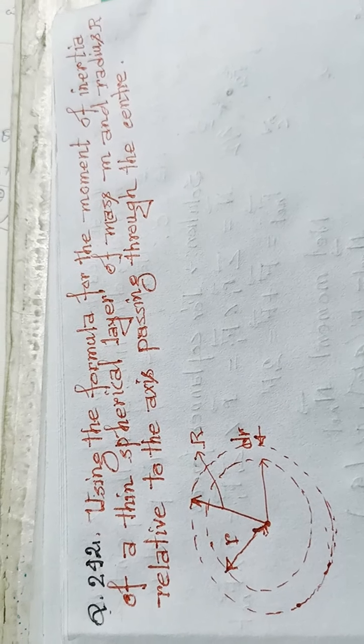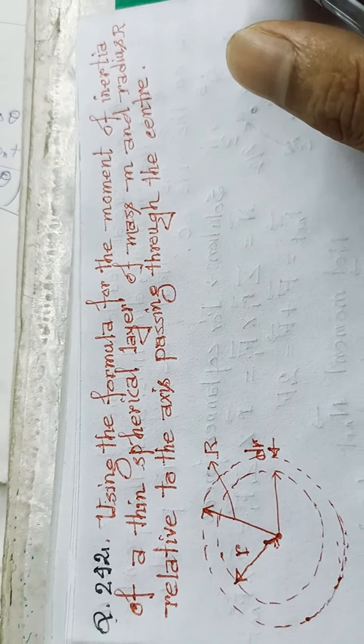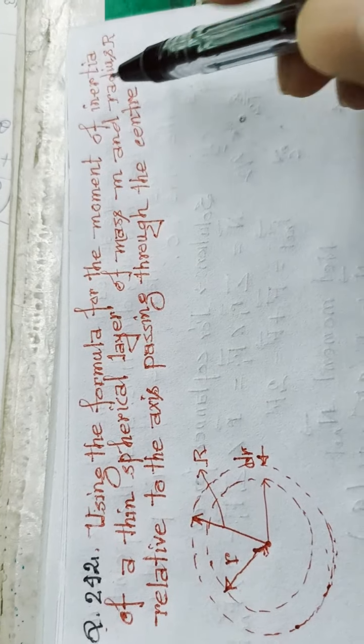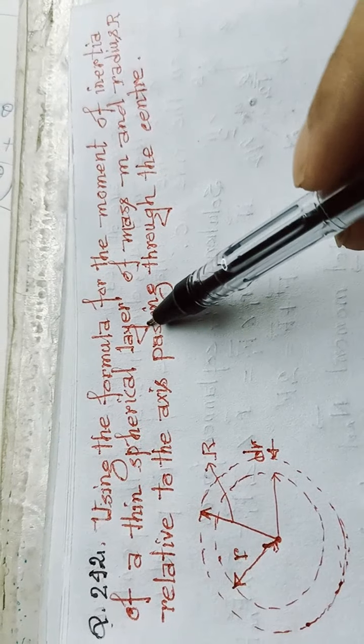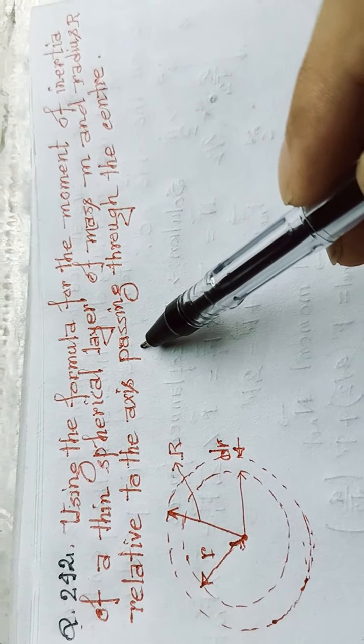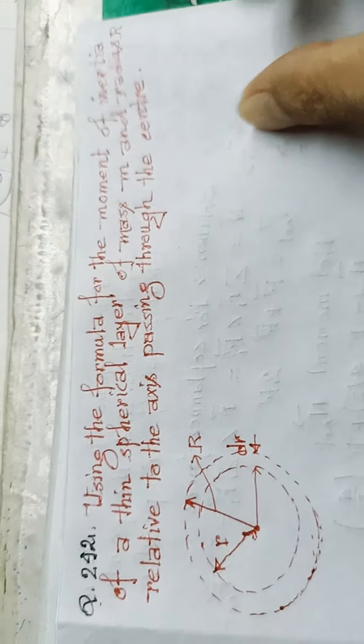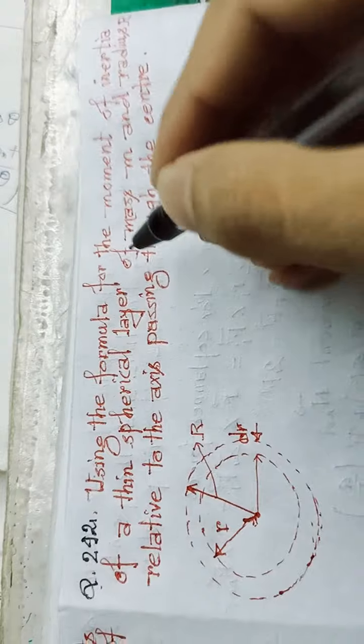We are solving question number 242 from iRedo, and in this question it is given that using the formula of the moment of inertia of a thin spherical layer of mass m and radius r relative to the axis passing through the center. Moment of inertia of a spherical layer.